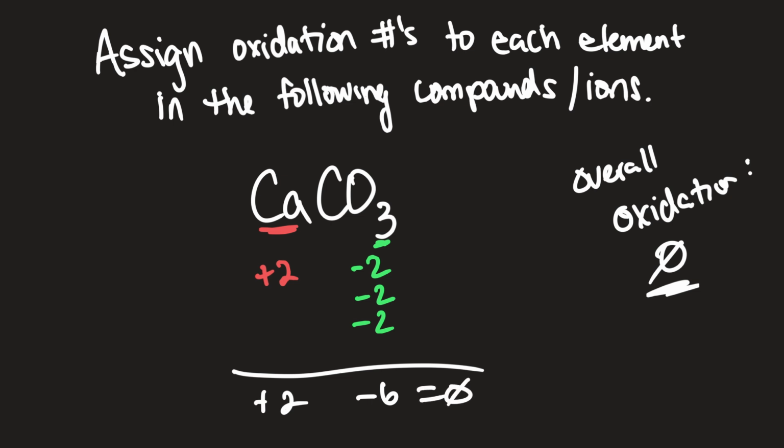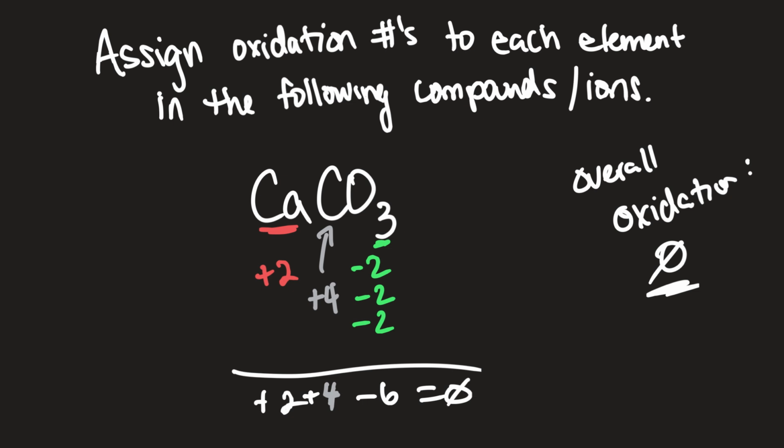When we're looking at this, in order for it to equal 0, calcium is a +2, oxygen is -2. There are 3 of them, so it gives you a total of -6. And so what must be the oxidation of carbon in order for the compound to be neutral, for the oxidation to be 0? In this case, carbon must have an oxidation of +4. That's the only way this is going to work.